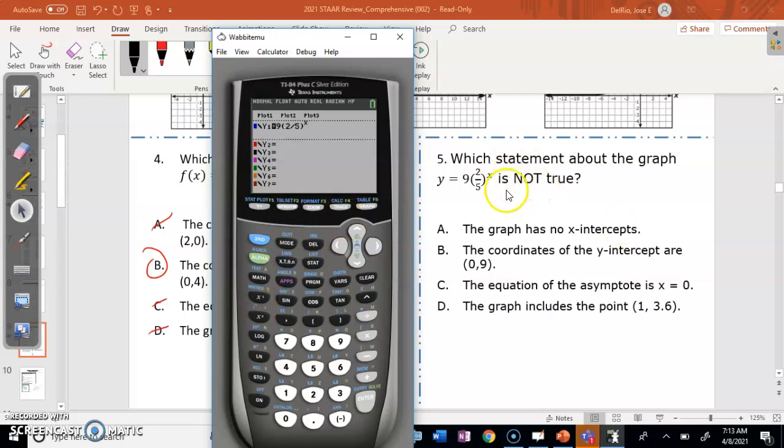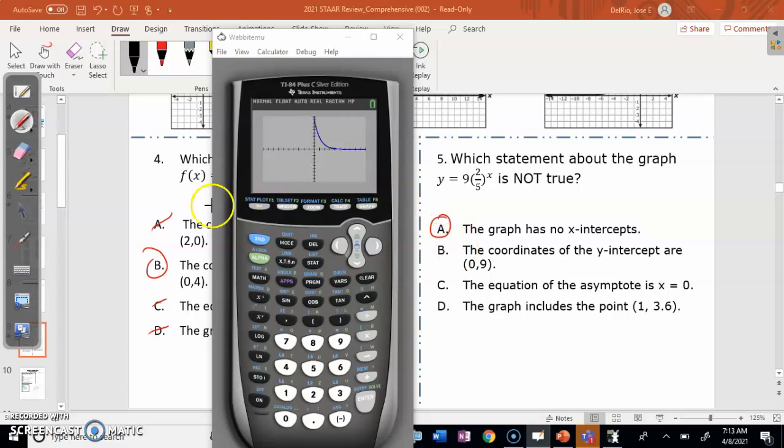Now let's go ahead and figure out how this graph looks like. Let's see. So let's graph it because the first one says it has no x-intercepts. Let's see if that's true. Let's see if it even touches the x-axis. If we look, guys, it clearly touches the x-axis. The graph doesn't have x-intercepts. It does have x-intercepts. It's lying to you. The answer is A. And that will be it, guys.